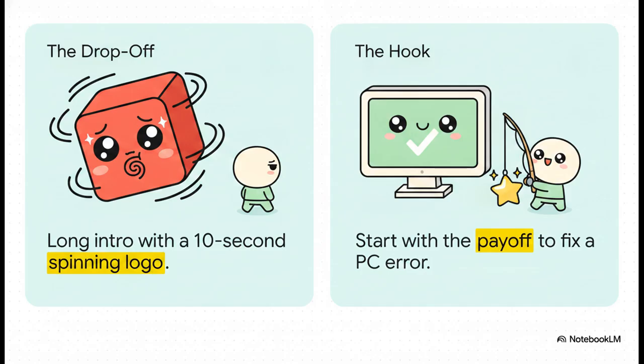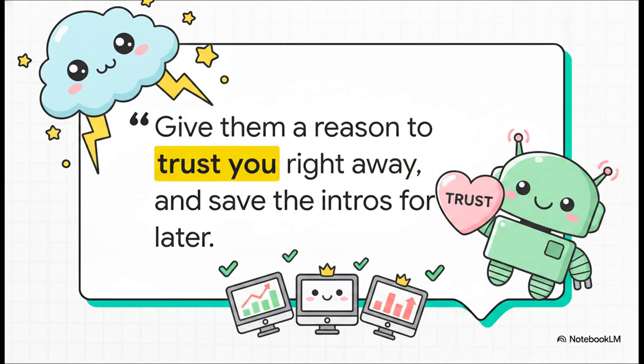Instead, you've got to use the hook. You have to start with the payoff immediately. If you're reviewing a budget mic, let them hear that raw audio in the first 5 seconds. Fixing a PC error? Show the working screen right away. Give them the value instantly. There's a foundational rule from our source material today that I absolutely love, and it goes like this. Give them a reason to trust you right away and save the intros for later.